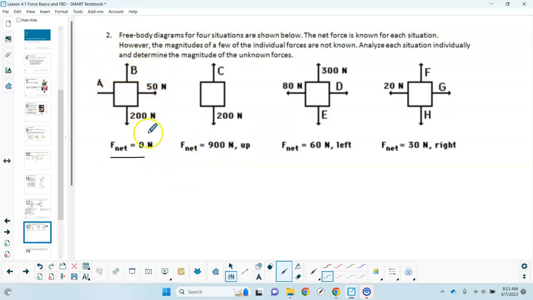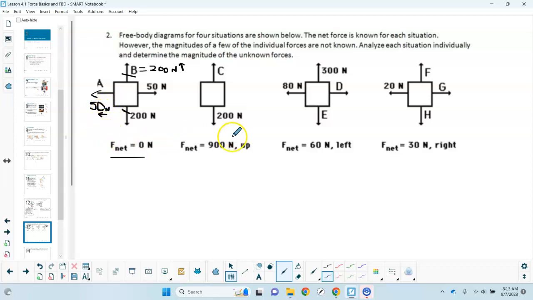Okay. So in this one, the net force is 0, so that means that everything is balanced. So if we look at these forces, we got this 200 force going down and B going up. So if this is 200 going down, how much is B going to be going up? That's going to be 200 going up to make it work because they're balanced, right? They're canceling each other out. And same with A. So A, the arrow got cut off. But if it's 50 going to the right, this is going to be 50 going to the left. So B is 200 newtons going up, and A is 50 newtons going to the left.